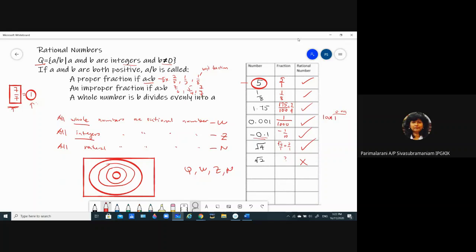Okay, natural numbers start from 0 to infinity. Whole numbers, 1 to 9 and 0. Integers are negative and positive numbers. Negative and positive numbers. And then we have rationals. Right inside here, this would represent the N set.